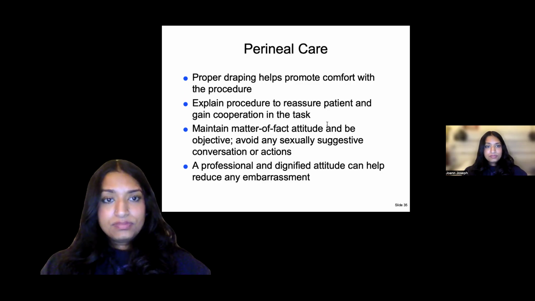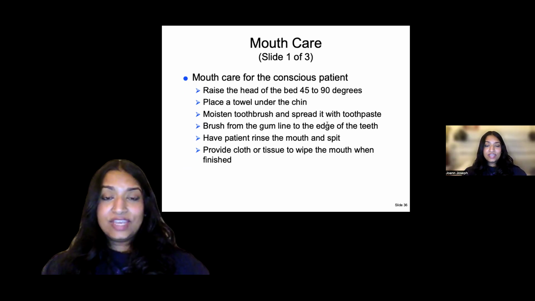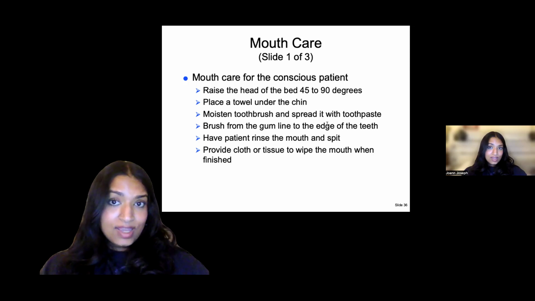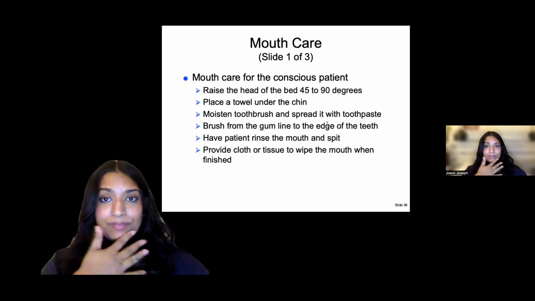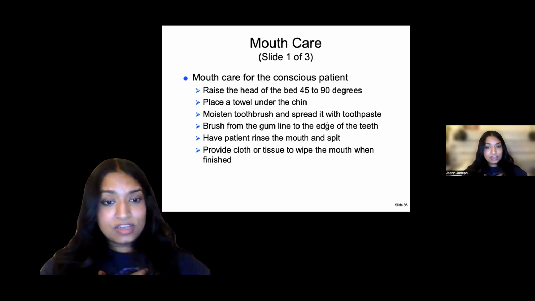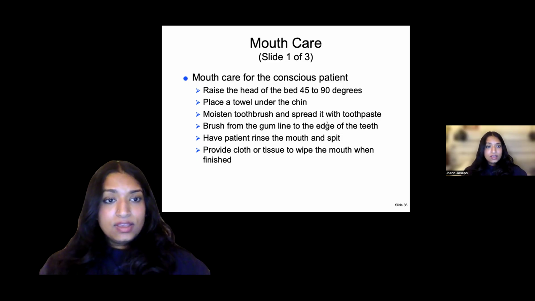Mouth care. This is for the conscious patient. You have to raise the head of the bed 45 to 90 degrees. You need to know that. You cannot do mouth care while the patient is flat. Ask yourself why. Answer that question in your head. You should know why. Place a towel under the chin. This is to not get their body or chest wet. Of course, moisture, like we talked about, can degrade the skin and lead to injury.